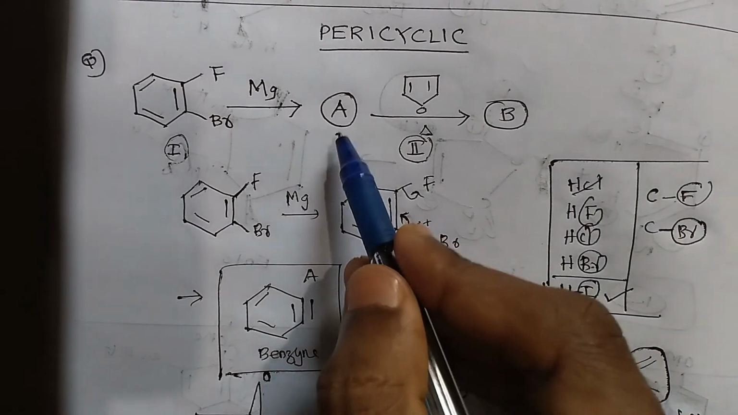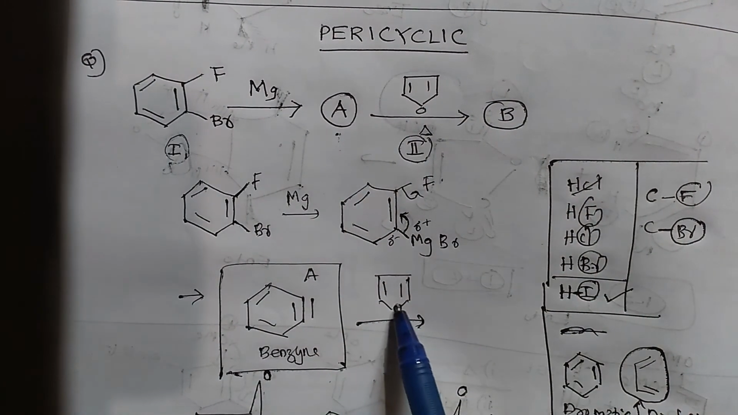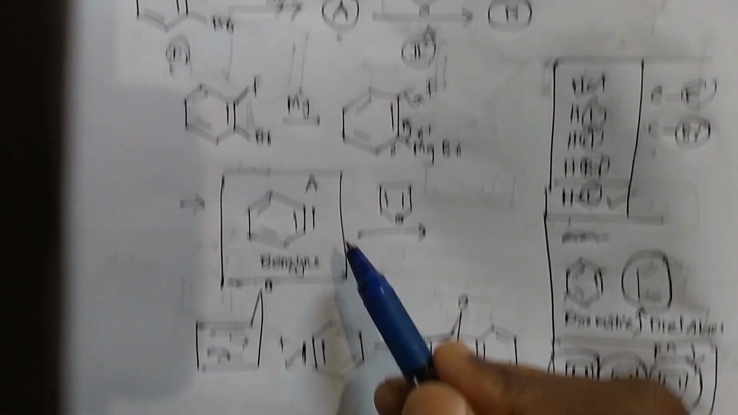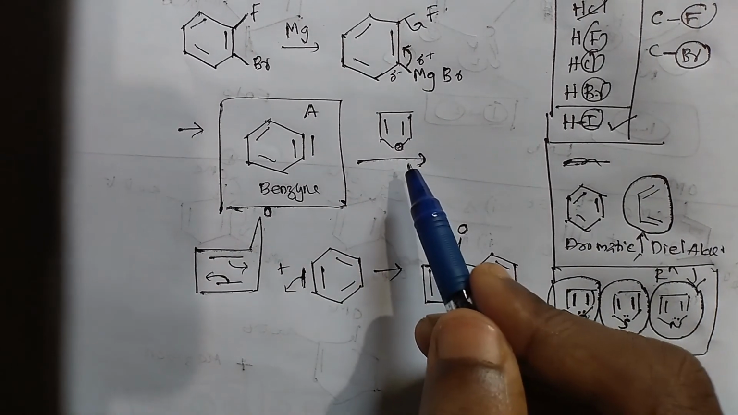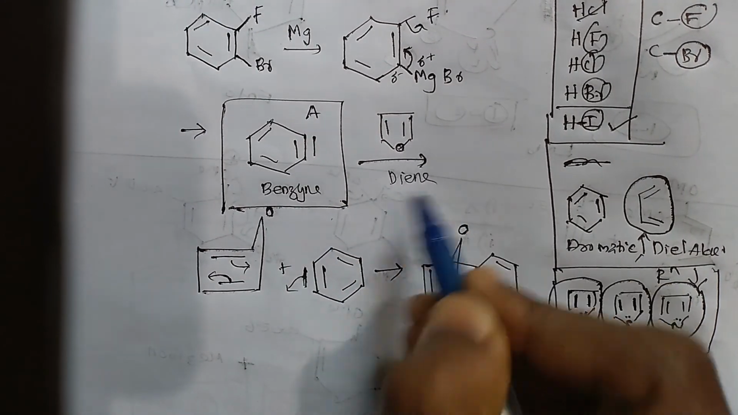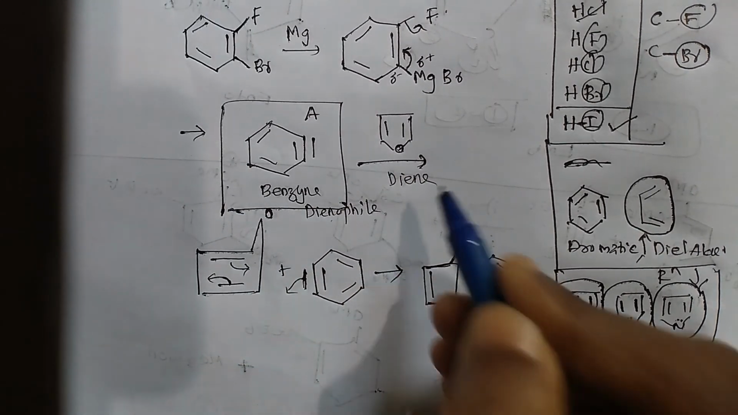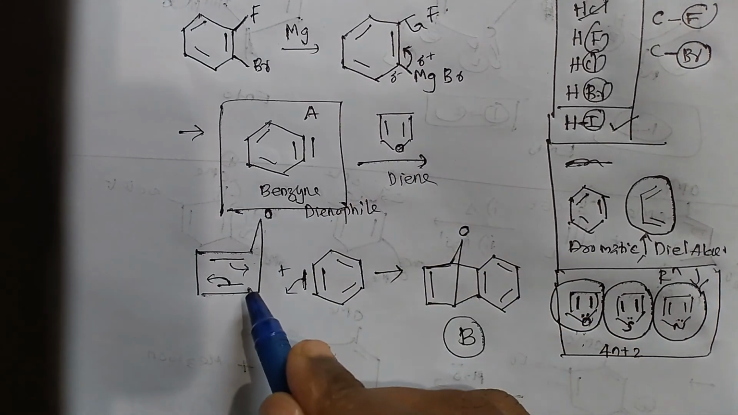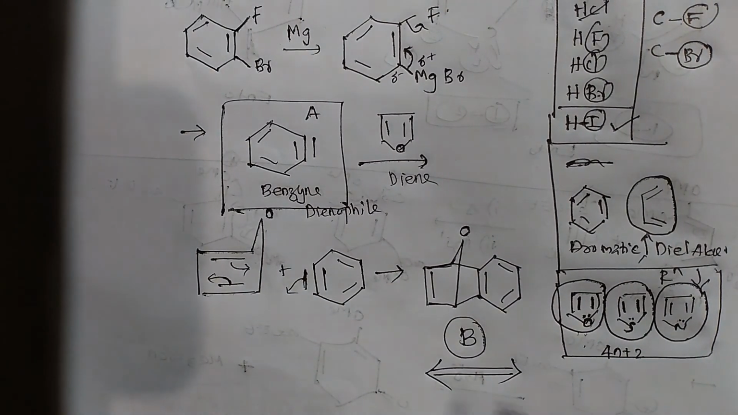It leads to formation of benzene, and this benzene is our A product, and then it is treated with furan. As furan is comparably less aromatic in nature, it will undergo Diels-Alder reaction. This is our diene, and this benzene is our dienophile, and it leads to the Diels-Alder product B. So this is our answer.